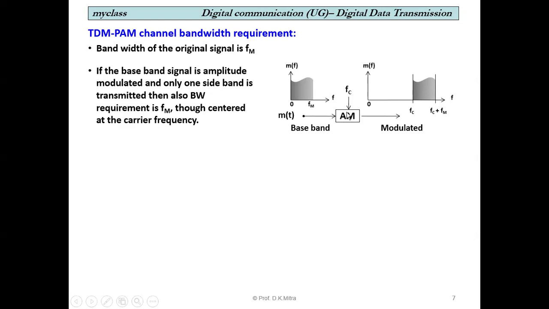What do we do? You must remember there is a carrier frequency, and there is a signal, and there is the amplitude modulator, and there is a modulated output. And this is the baseband signal, and this is the frequency spectrum of the baseband signal. There are components up to FM, and various frequency components have various amplitudes.